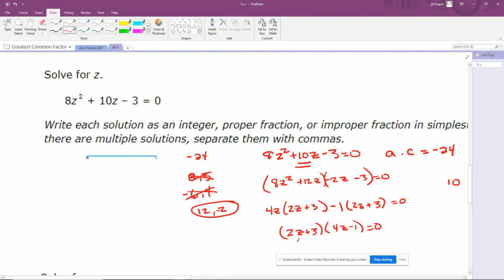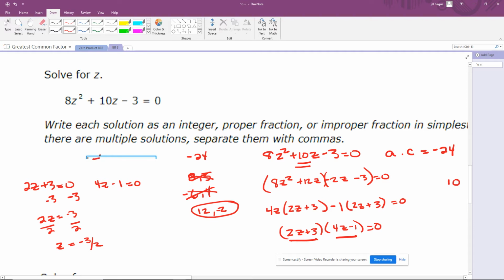And now I just have to set each of these equal to 0. Okay, so I'm going to say, let me do that over here. I'm going to say 2z plus 3 equals 0. There's one of my answers. And 4z minus 1 equals 0. That's my other answer. I just set this and this equal to 0. So I subtract 3. And I have 2z equals -3. Divide by 2. One of my answers is -3/2.